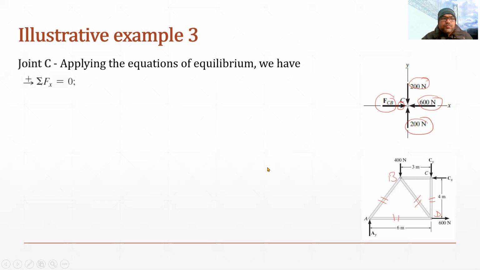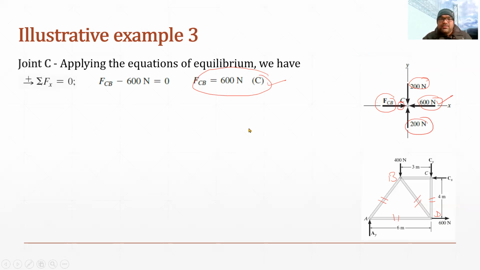Summation of Fx here: we can see FCB will be taken as positive and this value will be taken as negative. So FCB value is positive, which is 600 Newton. So the sense that we have assumed for member CB is correct and it is in compression. Now we have found the forces in all the members.